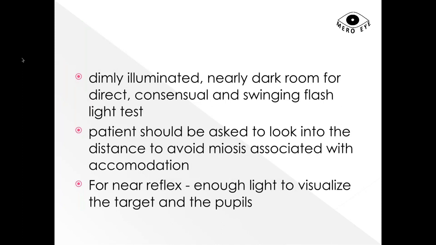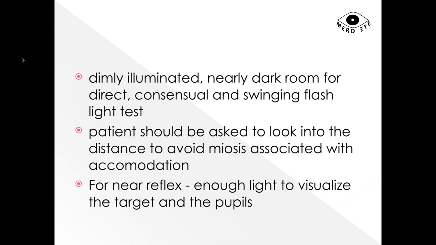The prerequisites for examining a pupil is that the room should be dimly illuminated, or it should be a dark room, so that we can see a proper visualization of the direct and consensual swinging flashlight test. The basis for this is that when it is a dimly illuminated room, the pupil becomes larger in size. And when the pupils are larger, it is easier to elicit the different reflexes.